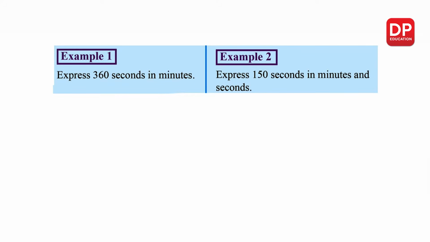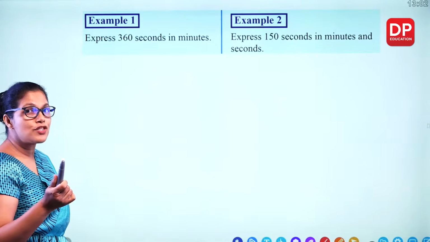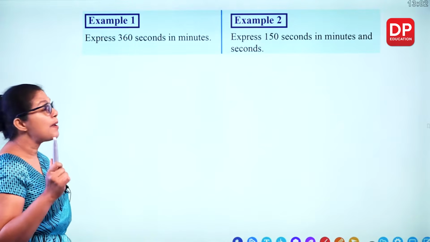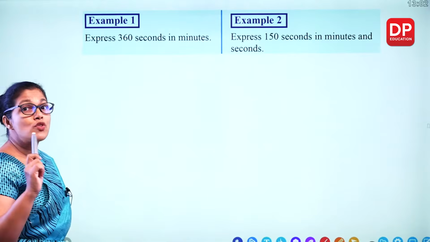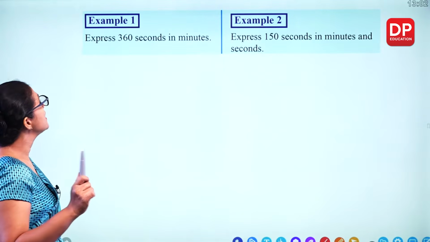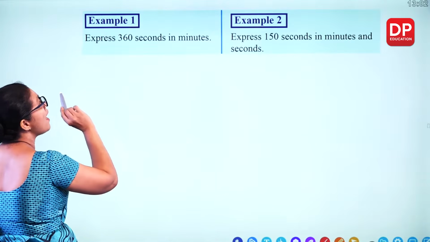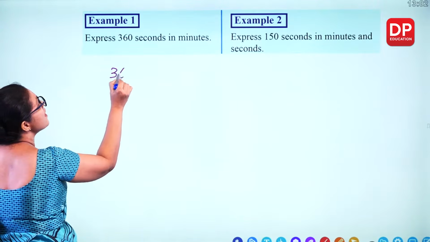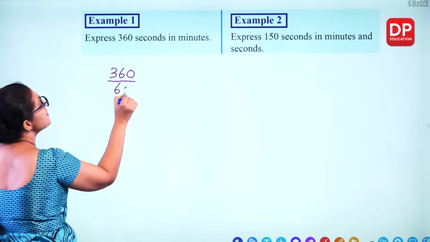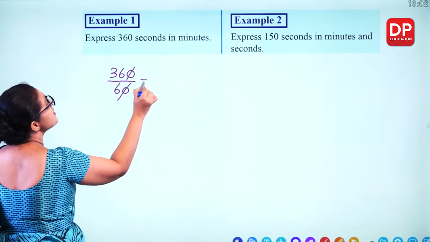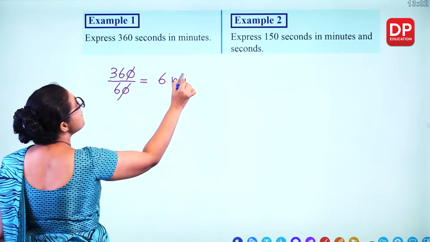Example 1. Express 360 seconds in minutes. We know the relationship again. 60 seconds is 1 minute. So you have to divide by 60. 360 divided by 60, you get 6 minutes.